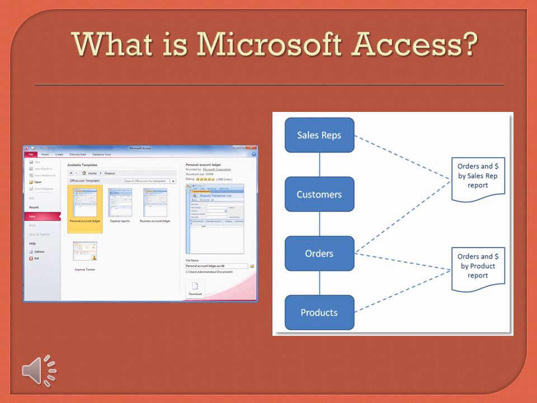So we can see here in this example where we have the sales rep, the customer, the order, and the products. The blue boxes represent the major things we're tracking in our Microsoft Access database tables. And then reports at the right show you how you can join the related information for analysis and reporting.